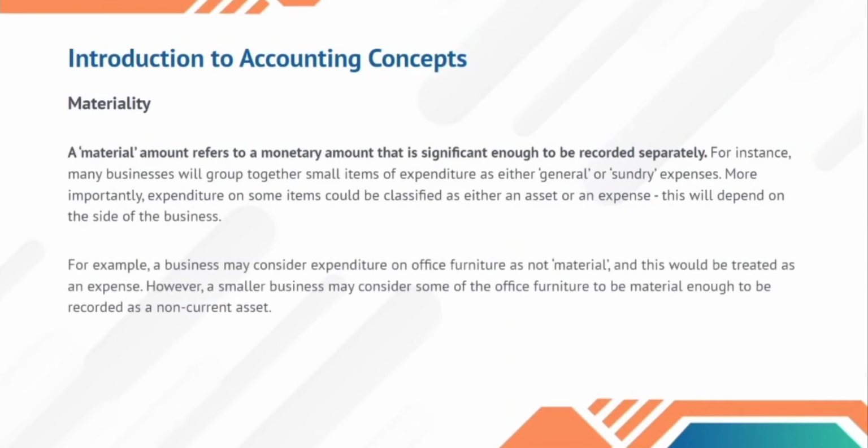Materiality. A material amount refers to a monetary amount that is significant enough to be recorded separately. For instance, many businesses will group together small items of expenditure as either general or sundry expenses. More importantly, expenditure on some items could be classified as either an asset or an expense. This will depend on the size of the business. For example, a business may consider expenditure on office furniture as not material, and this would be treated as an expense. However, a smaller business may consider some of the office furniture to be material enough to be recorded as a non-current asset.